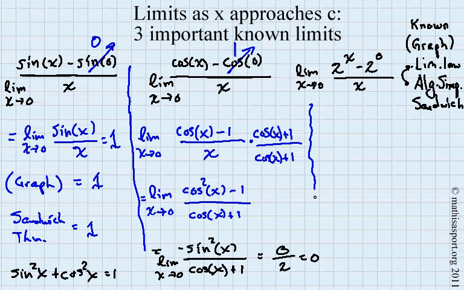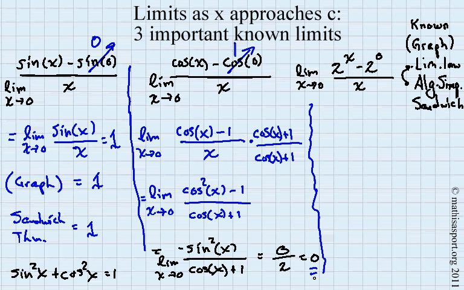Again, you want to add this to your list of known limits. When you see sine x over x, you should know that that has a known limit of 1. When you see cos x minus 1 over x, you should also know that that has a limit of 0. Again, in both cases, as x approaches 0.